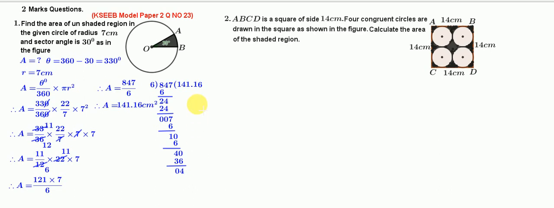ABCD is a square of side 14 centimeter. 4 congruent circles are drawn in the square as shown in the figure. Calculate the area of the shaded region. Here the circles touch each other externally and also the sides of the square.